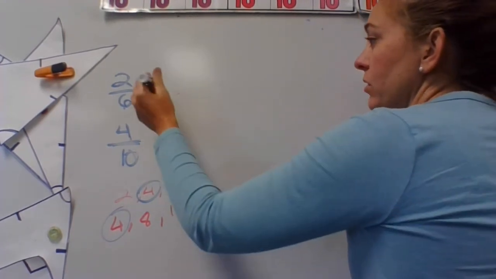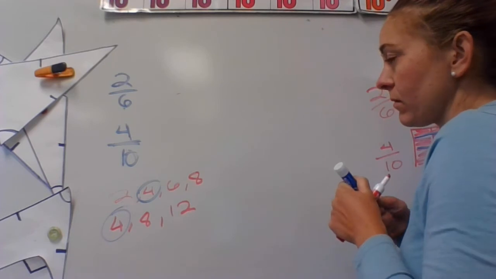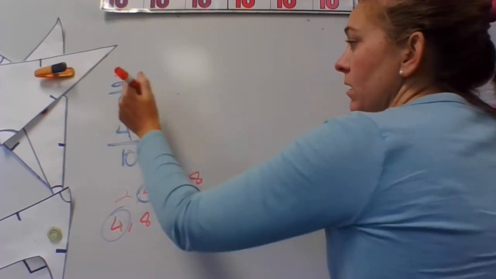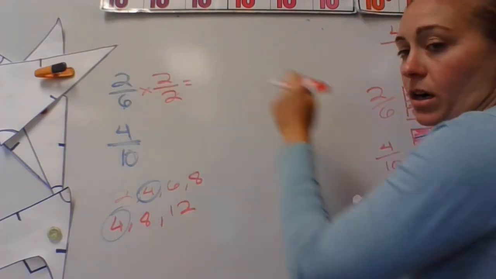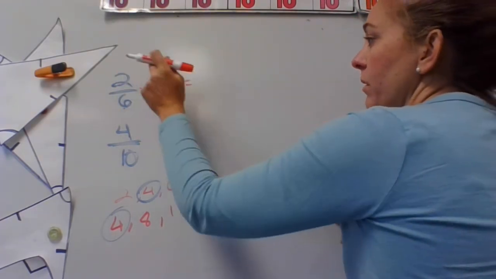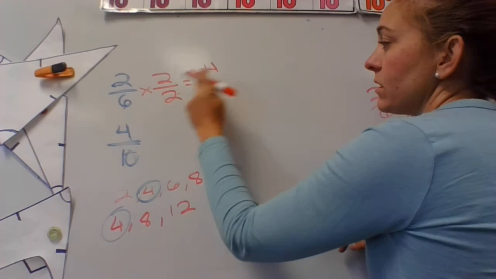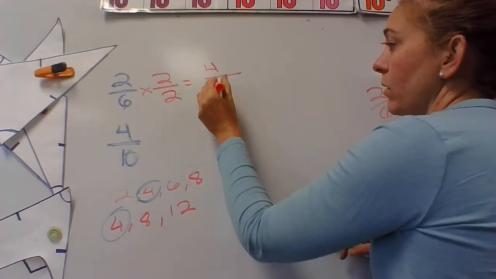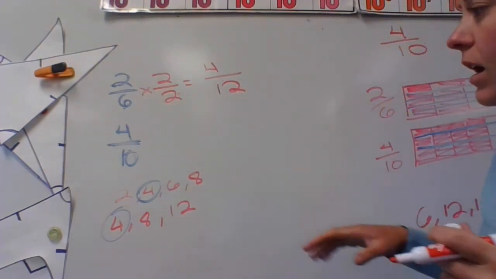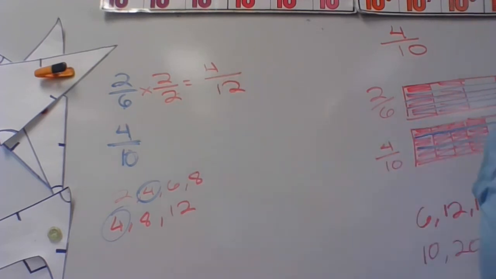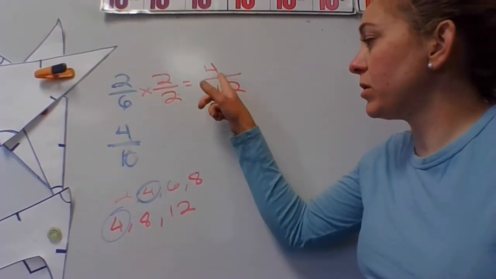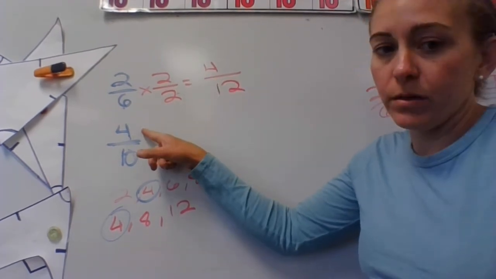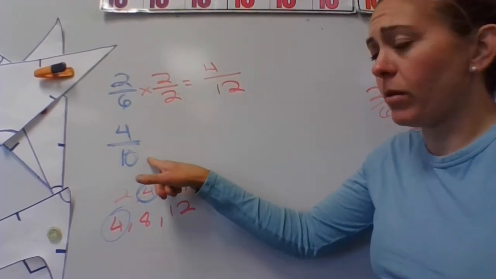I'm going to multiply 2/6 times 2 over 2 to get common numerators. So 2 times 2 is 4. Now I've got 4s. And then 6 times 2 is 12. So now I have 4/10 versus 4/12. So this is where it gets a little confusing, because when the numerators are the same, the bigger number actually has the smaller denominator.